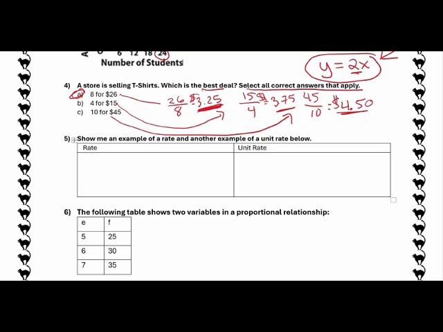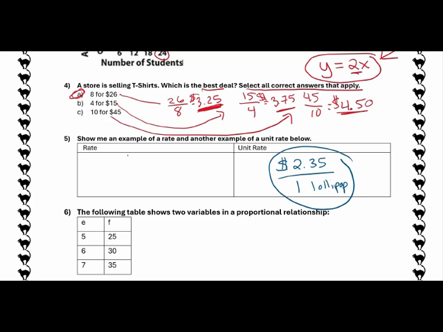All right, number 5. Show me an example of a rate and another example of a unit rate below. Well, I know that unit rate means that there's going to be a 1 at the bottom, no matter what it is. So I'm going to say it is $2.35 for one lollipop. That's an example of a unit rate.